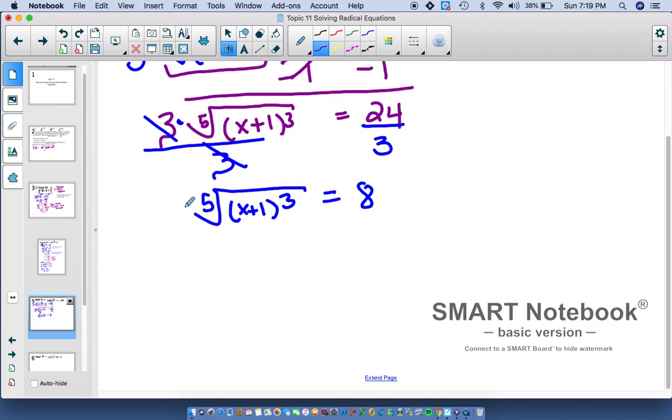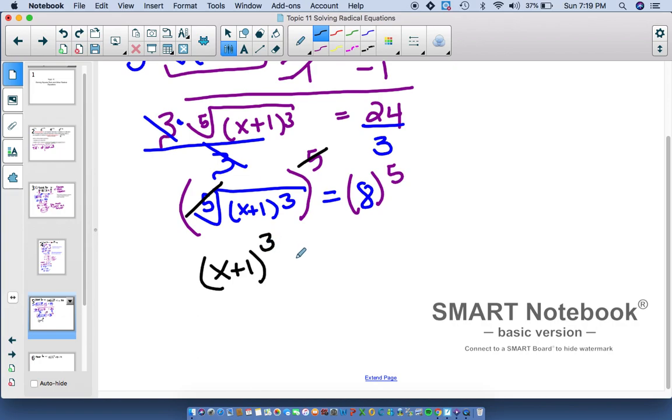Okay, so I have to undo the 5th root. The opposite of taking the 5th root of something is raising that thing to the 5th power. Here's where we're going to get a big number. The 5th root raised to the 5th power, I hope we know that those will cancel. Then I'm left with x plus 1, the quantity, cubed equals 8 to the 5th power. Now, what is that? I don't know that off the top of my head.